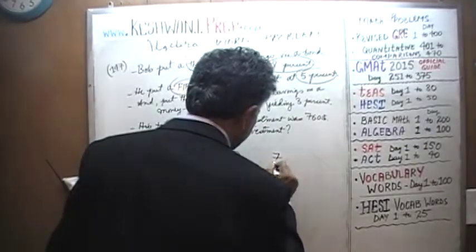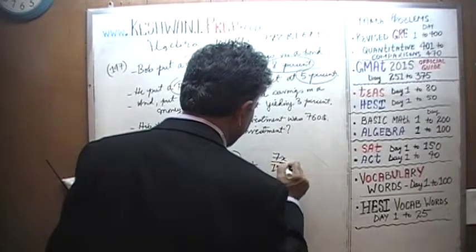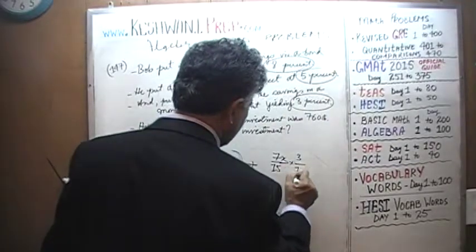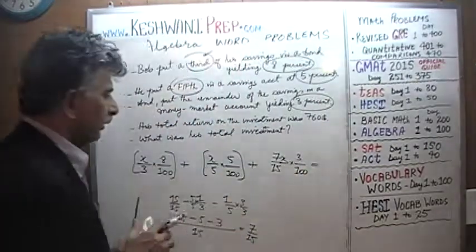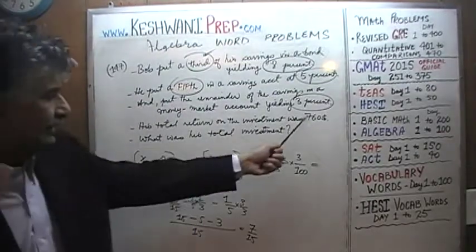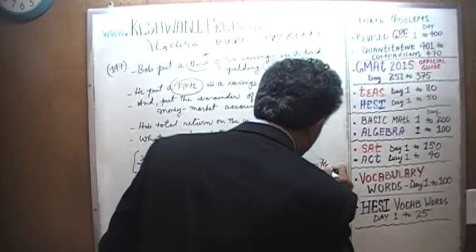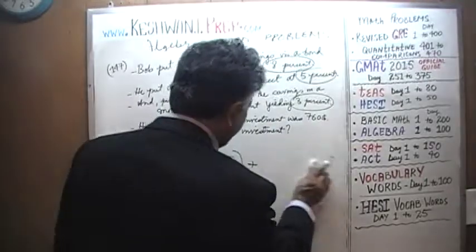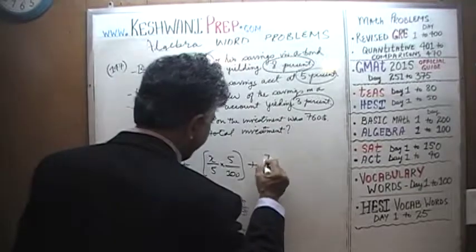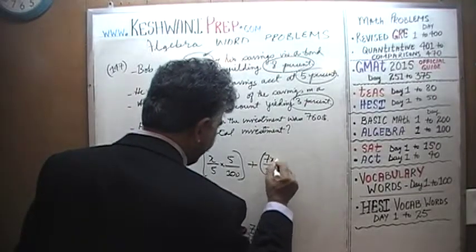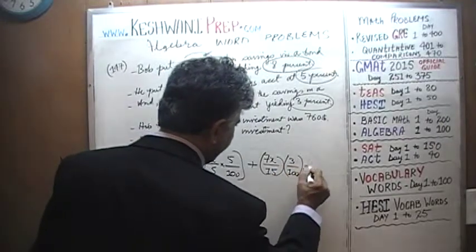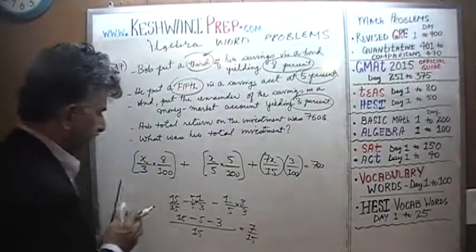And he puts that 7/15 of the savings, 7x over 15, at what percent? At 3%, times 3 over 100. And when he does that, we are told that his return is $760. I left very little room for myself to work here at the very end. We're going to have to squeeze things there. Let's rewrite this part. So 7x over 15 times 3%, which is 3 over 100. And the return is 760.